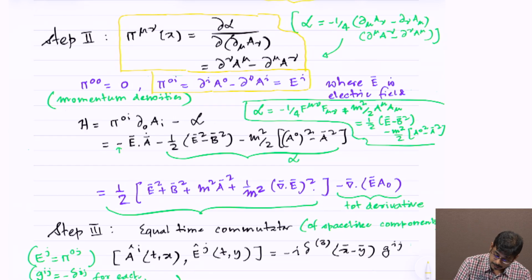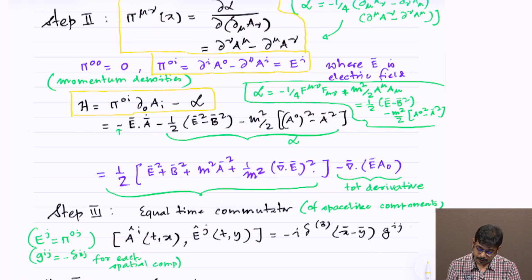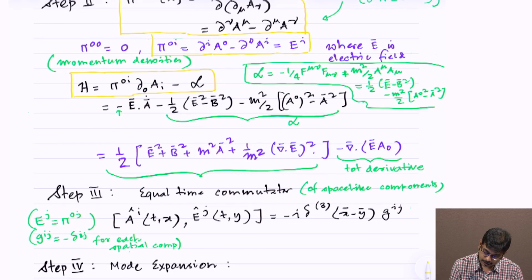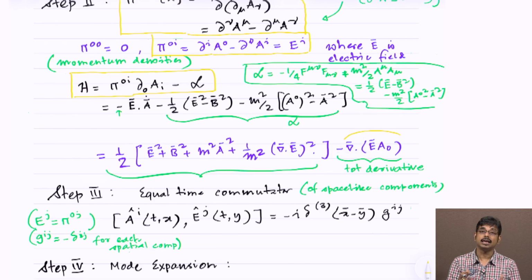Now it's time that you can construct the Hamiltonian. How do you define that? This will be pi of 0 I del 0 a I minus the Lagrangian. And now if you write this, then you will find that this takes an expression which is like half of E square plus B square plus m square A square plus 1 by m square del dot E whole square minus divergence of E into A0. Okay, so excepting this last term, which is a total derivative, this is essentially the energy associated with the electromagnetic field.